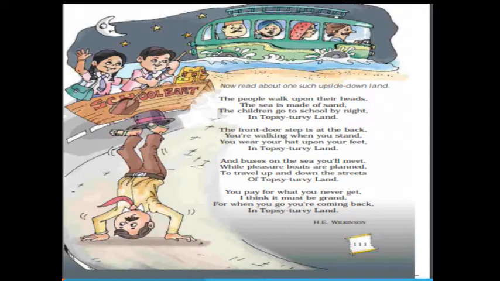The last paragraph is, as I told you, you pay for what you never get. It means you will be paying money but you will not get anything. And in this, I think it must be grand, meaning it's really funny to see those things. For when you go, you are coming back. It means when you are moving, you are walking, but finally you are coming back to the same position. That is in Topsy Turvy Land.